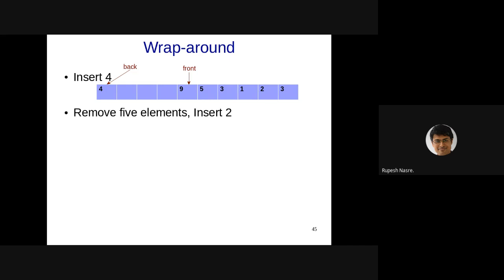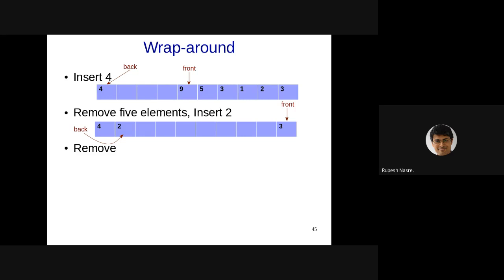So when we remove 5 elements, 9, 5, 3, 1, 2 should get removed, and therefore front should point to 3, and when we insert 2, that should be inserted at the tail of the queue. So after 4 it should be added. Therefore 4 2 dot dot dot 3 seems to be the right answer. Okay, fine. So that is how it is going to look.